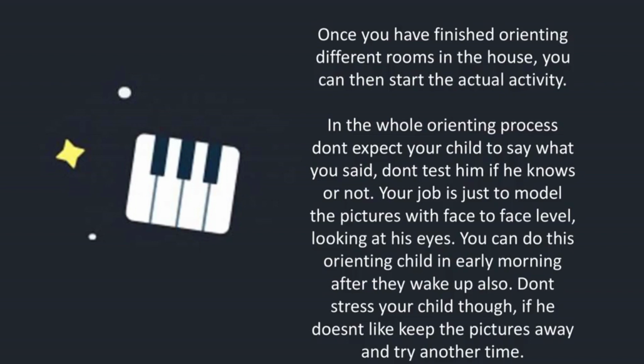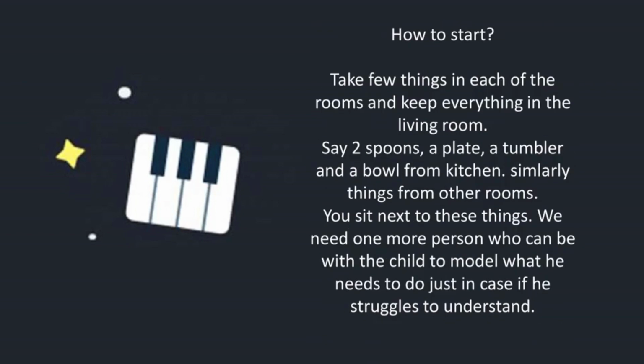You can do this orienting in the early morning or whenever the child is in a good mood. Don't stress your child though. If he doesn't like it, keep the pictures away and do it another day. How to start? Take a few things from each of the rooms and keep everything in the living room. Say two spoons, a plate, a tumbler, a bowl from the kitchen, and similarly things from other rooms. You sit next to these things in the living room.